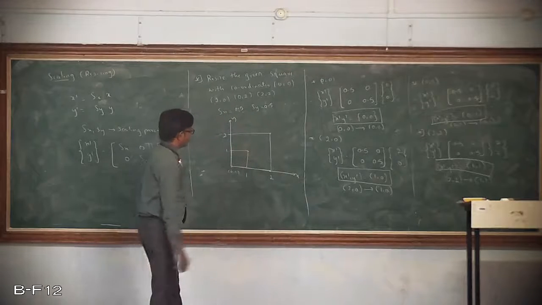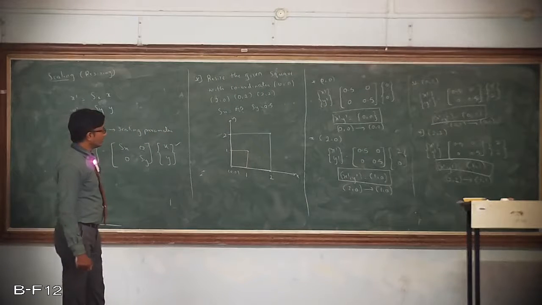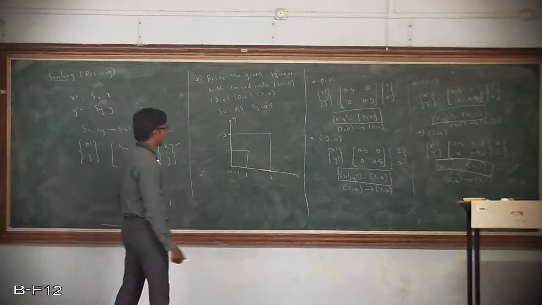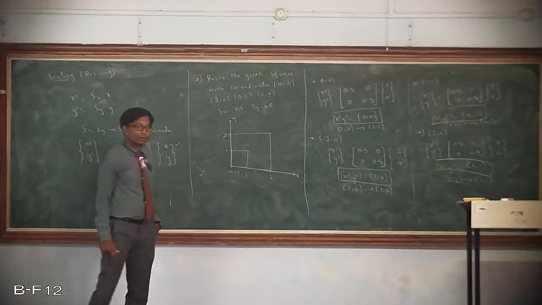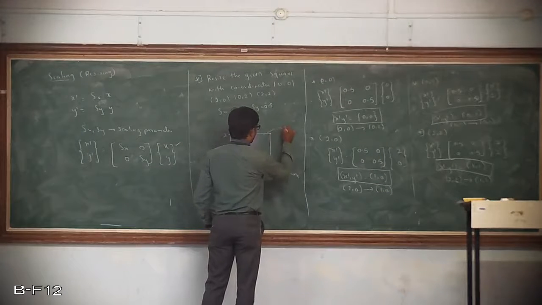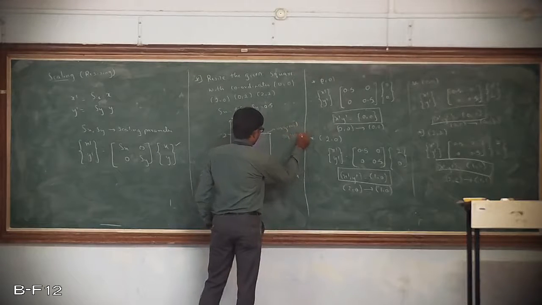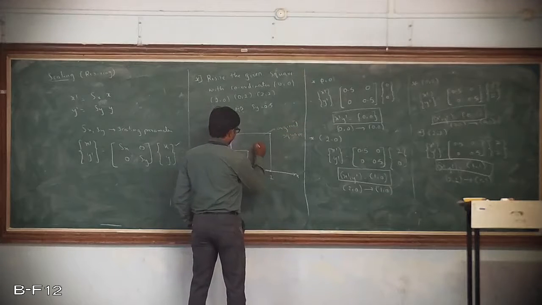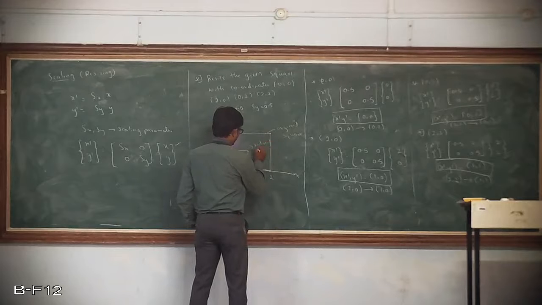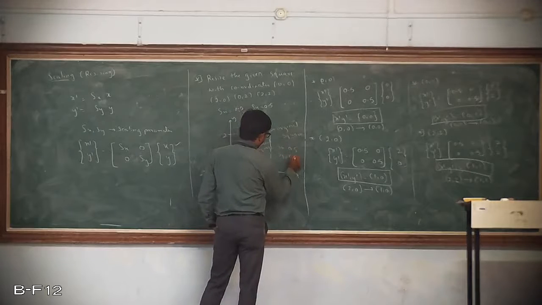Okay, so you can see here there is a reduction in the size of the square object. Initially it was 2 by 2, now it has been reduced to 1 by 1. So this is the original square, and this is the reduced square, when you apply Sx equal to 0.5 and Sy equal to 0.5.